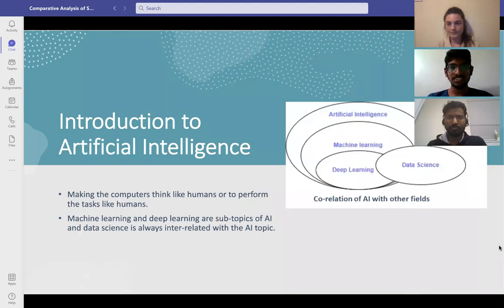So this is the basic introduction to artificial intelligence. The main aim of artificial intelligence is to make machines think like humans and to perform tasks the way we humans perform them. This diagram shows the relation between artificial intelligence, machine learning, deep learning and data science. These are all interrelated topics; machine learning and deep learning are subtopics of AI, and data science is interlinked to all of these topics.